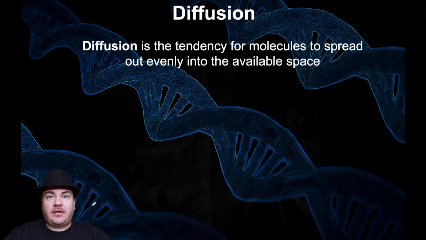Today, in the second out of the third lecture on the cell membrane, what we're going to learn about is the process of diffusion and osmosis. So, diffusion is a tendency for molecules to spread out evenly to fill the available space. What does that definition mean?